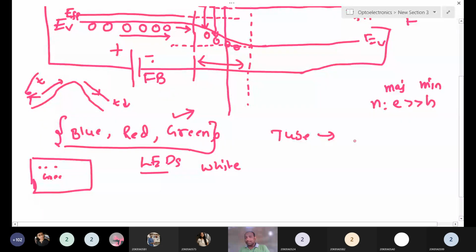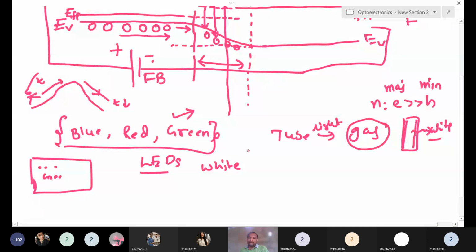But here, to fabricate an LED, we are only using semiconductor material. These are solid materials. It's not a gas. But in tube lights, light comes from the ionization of the gas. But here, how are we getting light? You are using semiconductor material, but you are getting different color light from these LED bulbs or LED lamps or LED screens, whatever. So what is the reason?